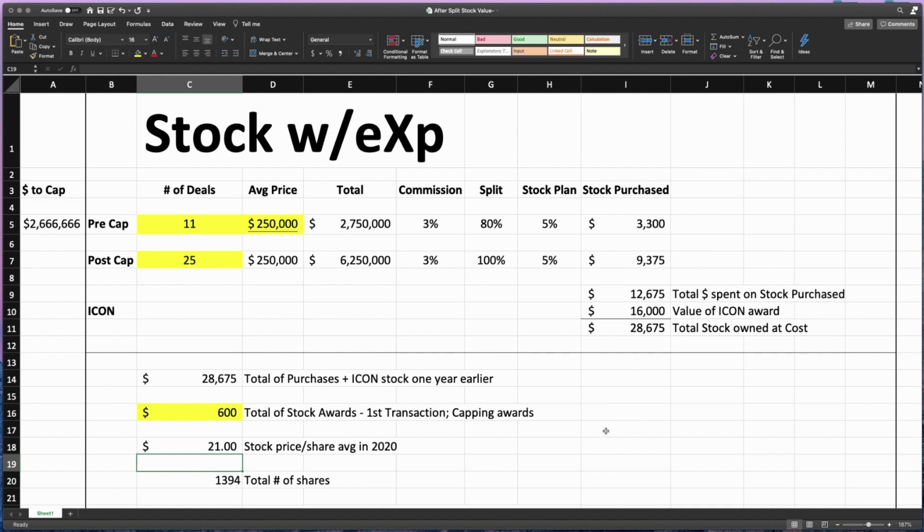In our company, we know that a lot of agents are paying way more than that into their brokers, and they're not getting anything back in return. So that's what's so powerful about the eXp Realty business model.